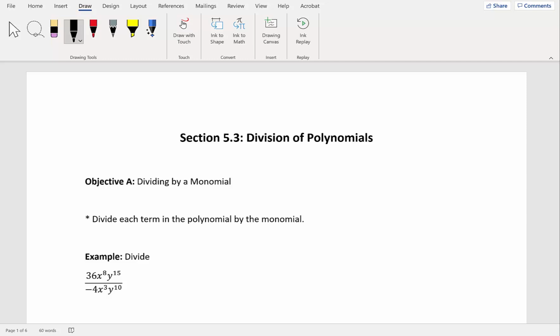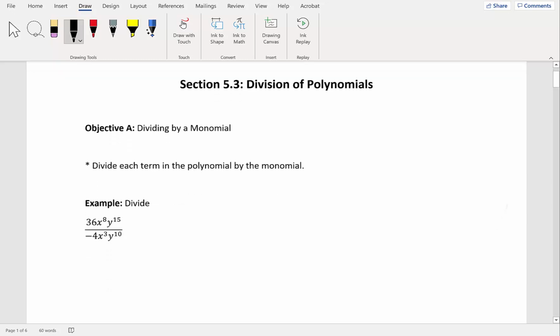In this video, we're going to take a look at section 5.3, which is division of polynomials. Now, our first objective is dividing by a monomial. Remember, a monomial is a polynomial with just one term. So we're going to be dividing by one term with our first objective. In order to divide a polynomial by a monomial, you're going to divide each term in the polynomial by the monomial.